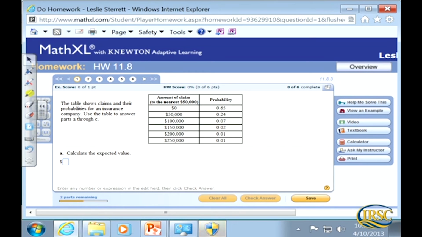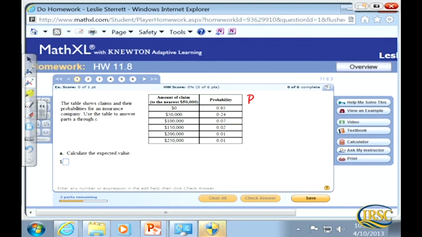All right, so to find the expected value, what do we need to do? Well, before you add, multiply. Okay, so we need to multiply each outcome with its probability, which if you wish, you can create a third column here for your products. All right, so you're going to multiply and place your answer in the third column. Okay, the first row, what's 0 times 0.65?